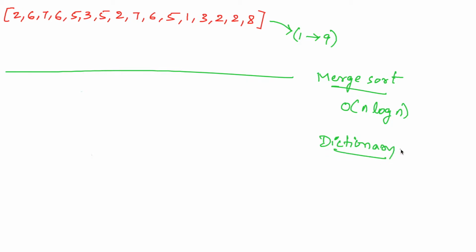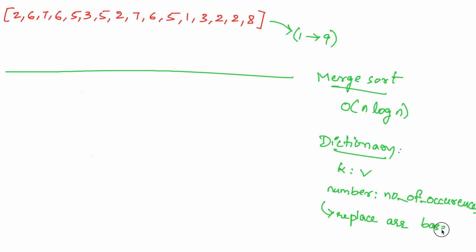The way I use the dictionary is that I will be storing the numbers along with the number of occurrences of the numbers in key value pairs in the dictionary. And based on the number of occurrences of each number, I will be replacing the above given array in ascending order based on the dictionary. Now let us solve this problem.